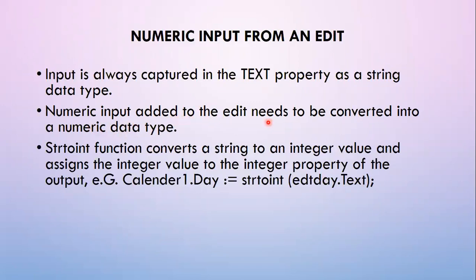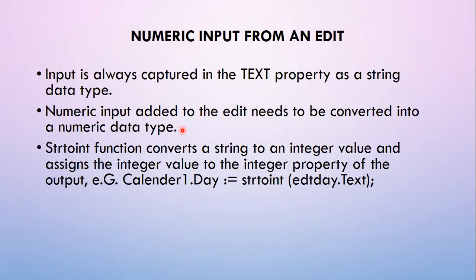Numeric input added to the edit needs to be converted into numeric data type. So what this means is I can't display an integer. Let's quickly backtrack. What is an integer? An integer is a value which I will use as a calculation. But I can't display my math sum, so I need to convert it into text using string to int or int to string.